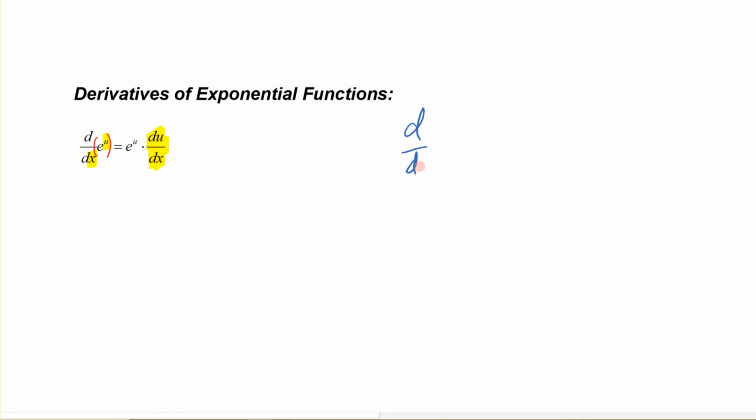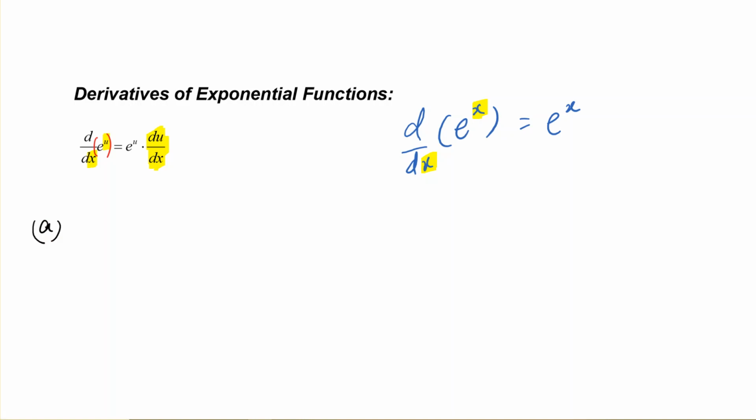Or if you have just the derivative of e raised to power x, that would be just the exponential function itself, since here if you just do dx over dx, that is just 1. So the derivative of e raised to power x with respect to x is just the same function, e raised to power x. Let's do a few examples.